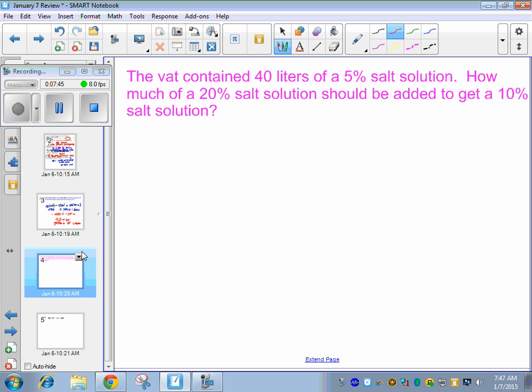The vat contained 40 liters of 5% salt solution. How much of the 20% salt solution should be added to get a 10% salt solution? All right, anyone think they can write this formula? We just did one kind of similar.